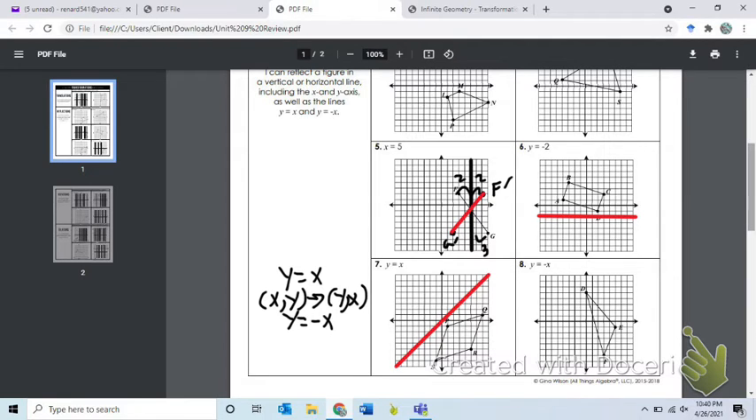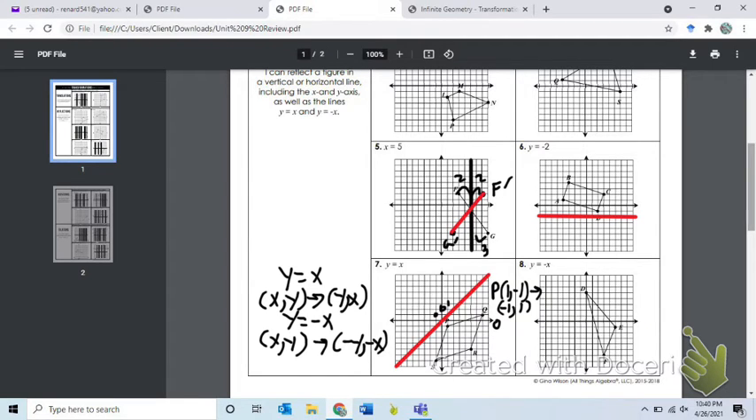If we have y equals -x, like we do in number 8, (x, y) goes to (-y, -x). So we switch them and we change the sign. So let's walk through these. P is (1, -1). So we switch those and we get (-1, 1).